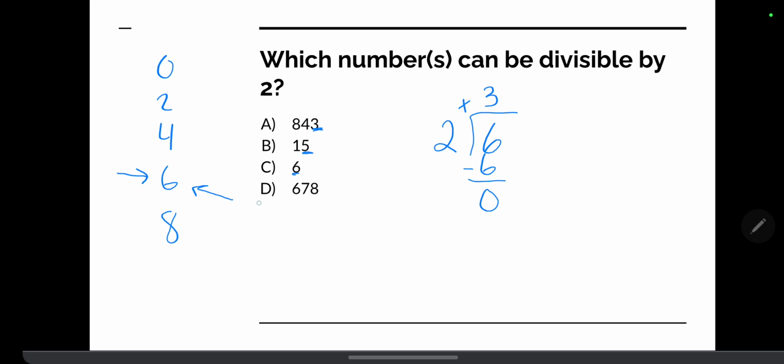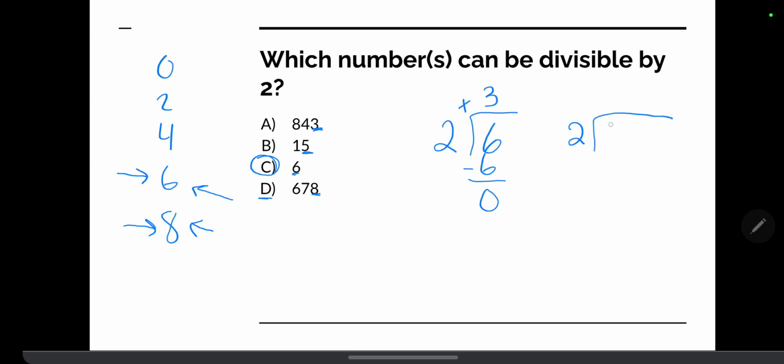All right, let's look at the last one here, D. Let me go ahead and circle C. Our number in the ones place is an 8. So it is also an even number, because 8 is an even number. Okay, let's just check it to be sure. We always need to check our work.